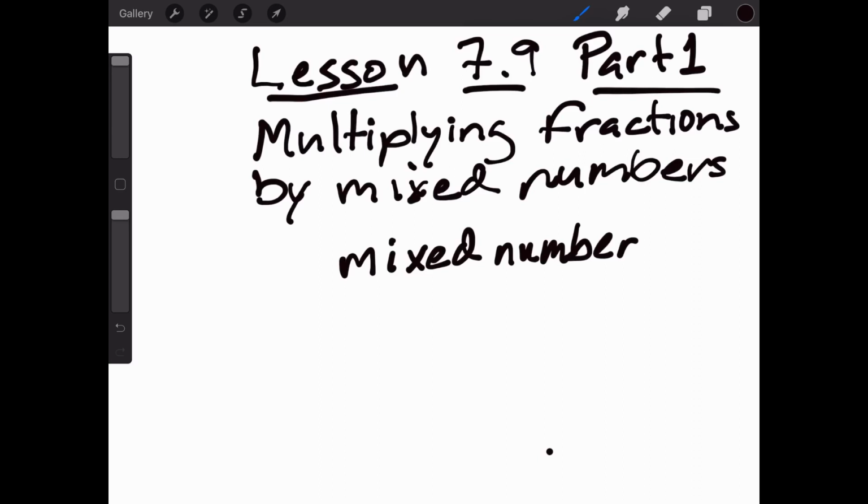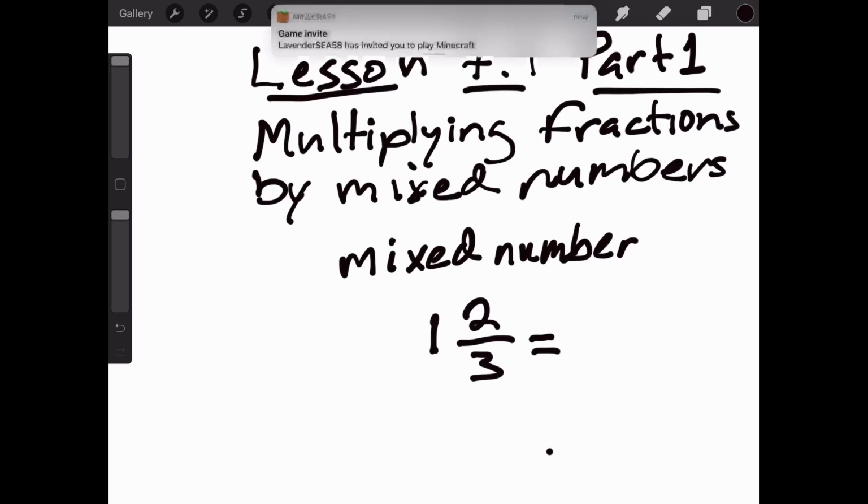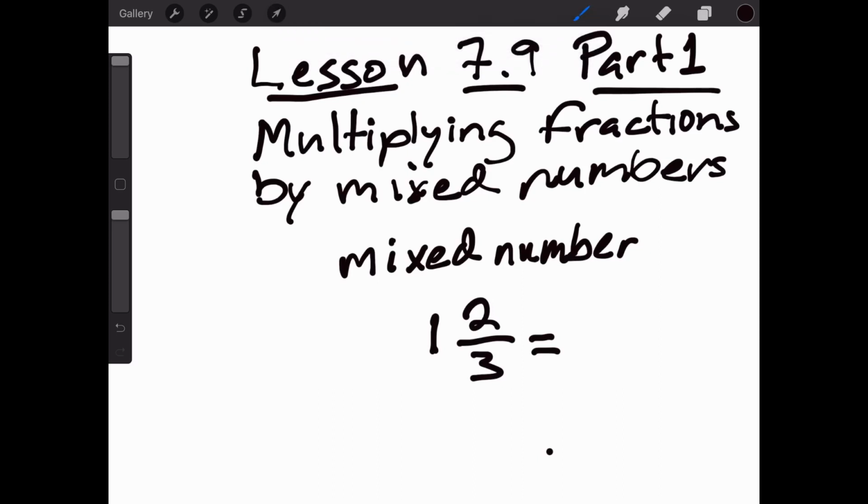Okay, so if I have 1 2/3, why I'm teaching you how to turn a mixed number into an improper fraction is because you cannot multiply a fraction times a mixed number. All right, you just can't do it. So what I'm going to show you is that your denominator always stays the same. So if your denominator is 3, the denominator stays 3. You're never going to have to change that.